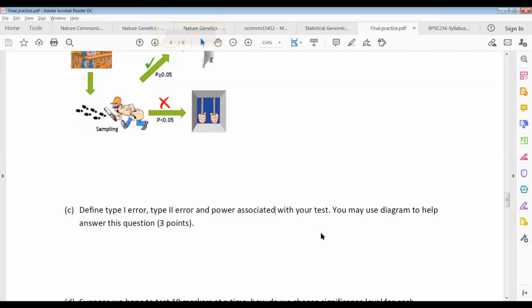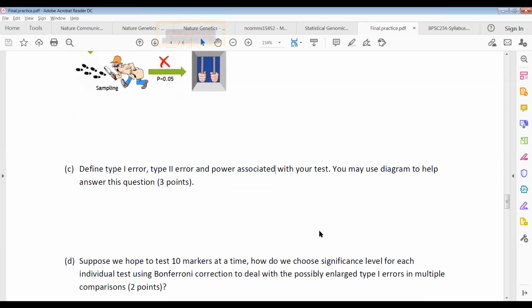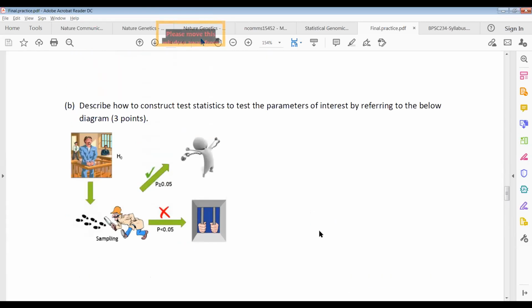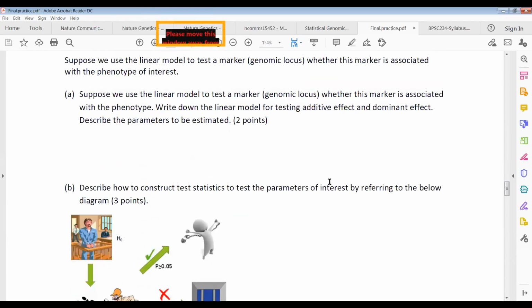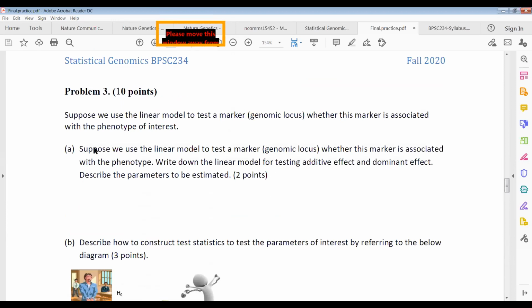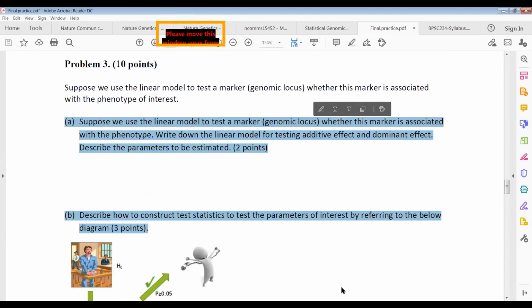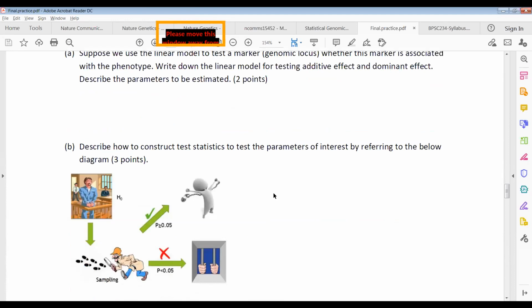For these last two parts, we don't have to do any calculation. We're just describing the different scenarios that might happen. Even for the first two parts, you don't have to do any calculation. It's just descriptive, because I try to make the test as simple as possible.